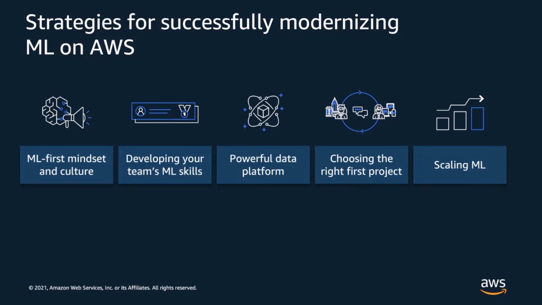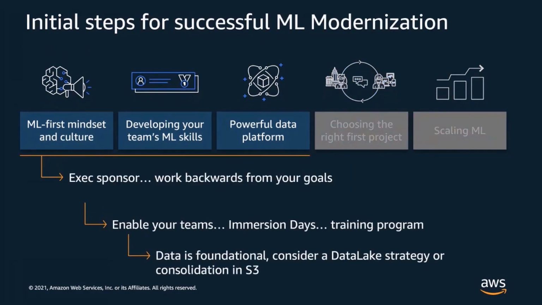The second key element is developing your team's ML skills. Where are your skills now, and where do they need to be a year from now and 3 years from now? And what types of skills do you want your team to have? The third thing is having a powerful data platform. Machine learning is only capable with having the right data that supports the right use cases that is available. Finally, choosing the right use cases is critical to building the initial couple projects and the initial successful wins that build momentum into future ones and then scale. So let me touch upon a couple initial steps that we've seen work successfully.